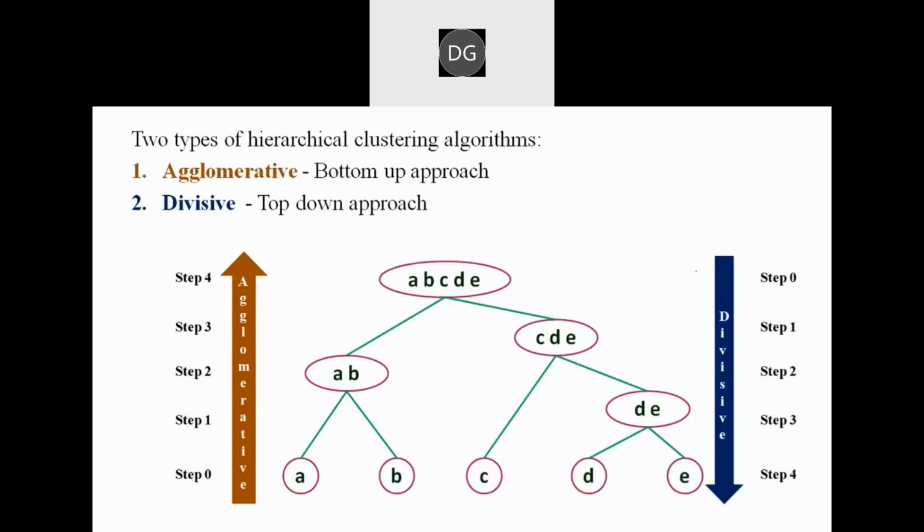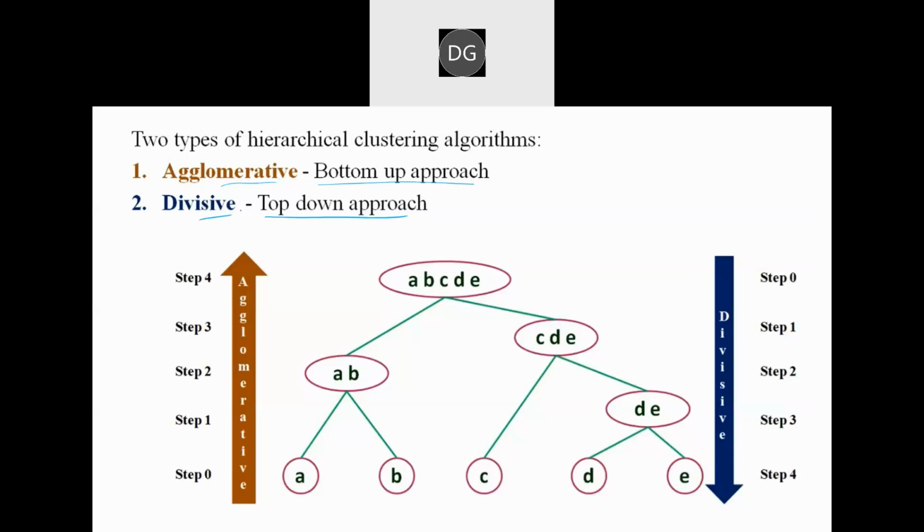Here in hierarchical clustering itself, we have two types of approach. One approach is called agglomerative, and the second approach is divisive. The bottom-up approach is used by agglomerative, and the top-down approach is used by divisive clustering, or divisive hierarchical clustering.